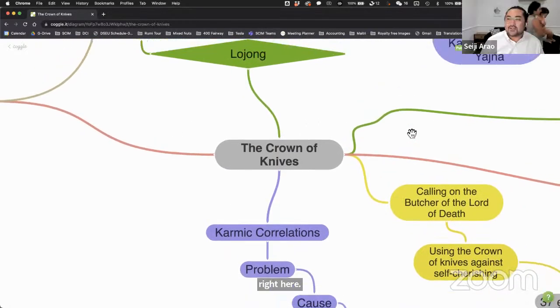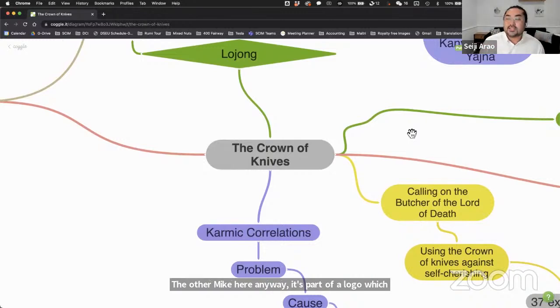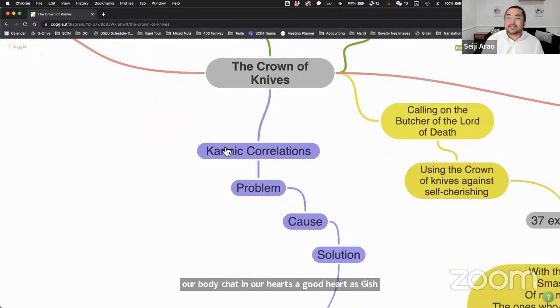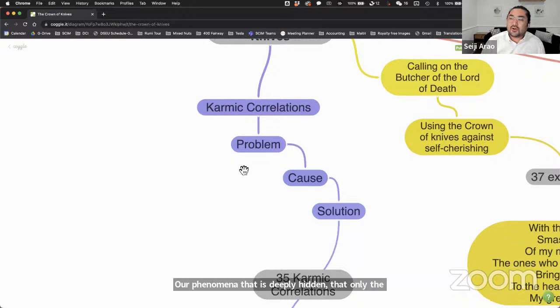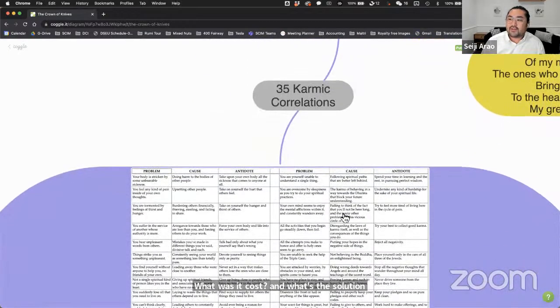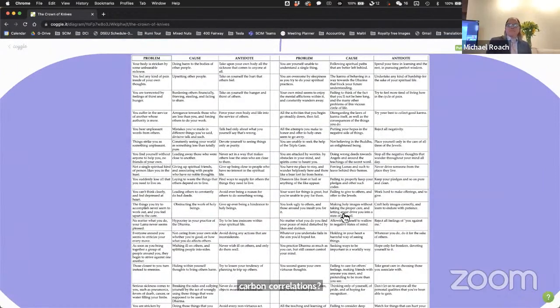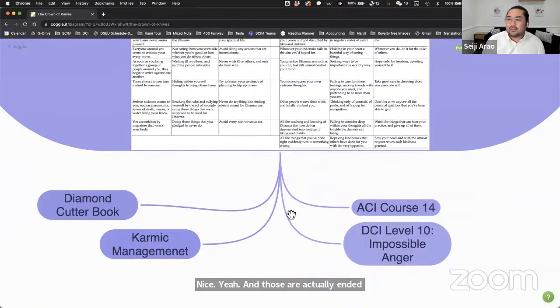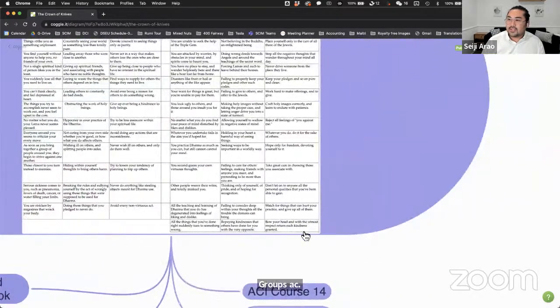So anyway, it's part of a Lojong, whose whole purpose is to help us develop bodhicitta in our hearts, a good heart, as Geshe Michael says. And it's really cool because it also has karmic correlations, part of phenomena that is deeply hidden that only the Buddhas can see. The structure is that it gives us a problem, what was the cause, and what's the solution. We saw 35 karmic correlations, and those actually ended up already in a lot of books: the Diamond Cutter book, the business book Karmic Management, ACI Course 14, DCI Level 10. So already it has given a lot of fruits.